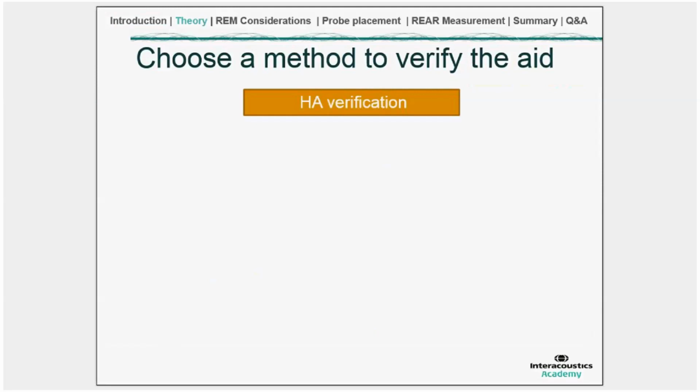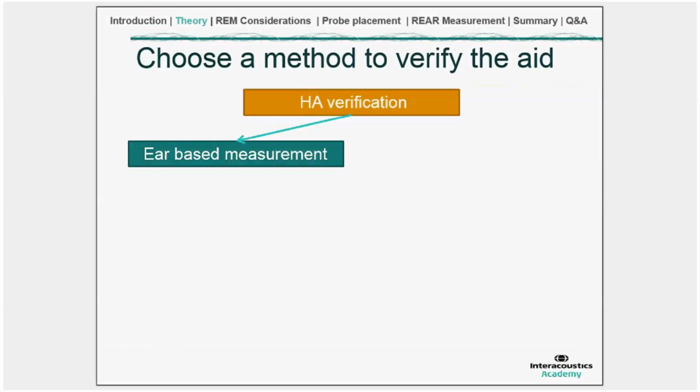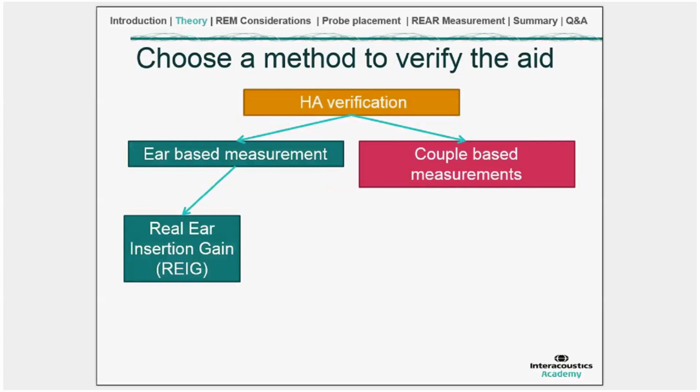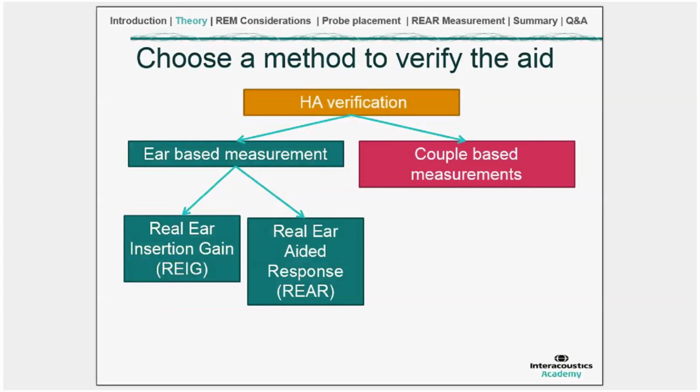With REM measurements, there are several different ways in which you can perform them. The first is to do ear-based measurements, which we typically do on the adult population. And then the second measurement you can do is coupler-based measurements, which we typically do on the pediatric population. Ear-based measurements can be crudely broken down into two main areas. The first is insertion gain measurements, and the second is real ear aided response measurements.